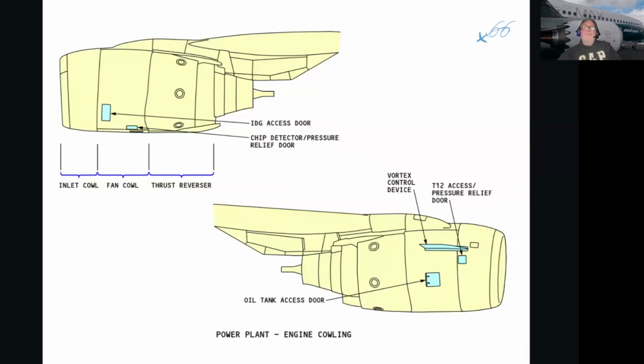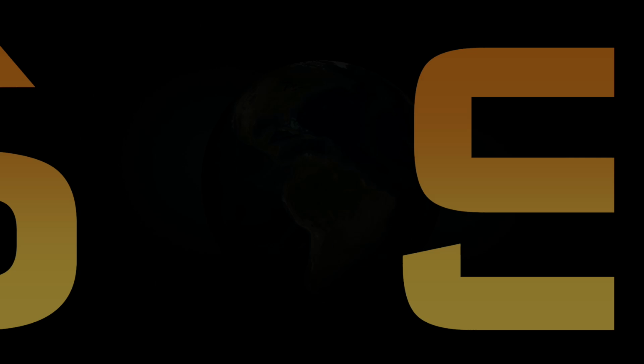So the engine cowlings are subdivided into an inlet cowl. This is a bolt-on unit, and basically it's used for aerodynamic smoothing into the engine. It guides all the sucked air into the engine and streamlines it in, and it also guides the air around so that it doesn't get sucked in. Then the fan cowls: you have a left and a right fan cowl. Here we have the left fan cowl, and here we have the right fan cowl.